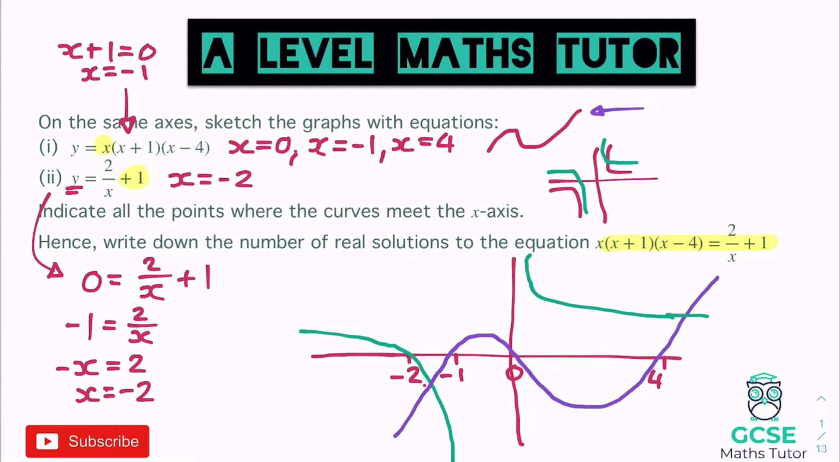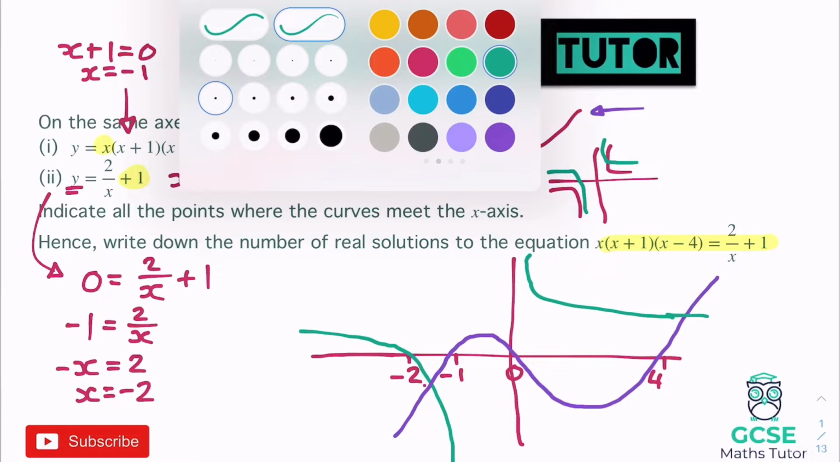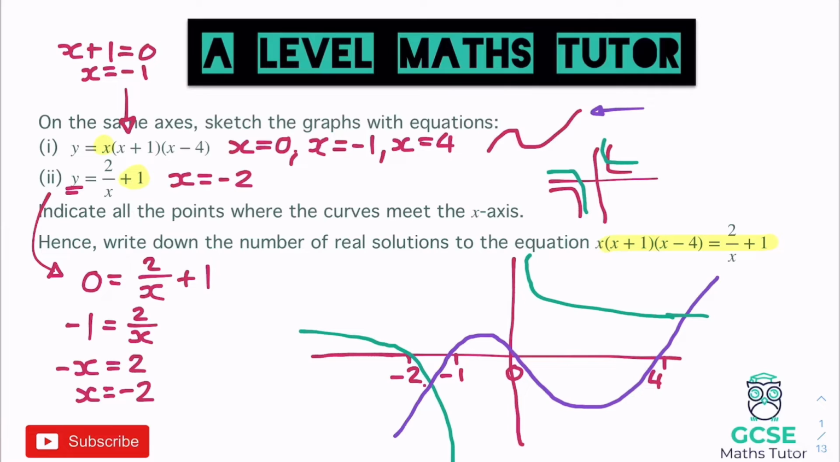But this question has said, hence, obviously using our diagram there, write down the number of real solutions to this equation. It doesn't want the solutions exactly, it just wants us to write down how many there are. So as we can see on the graph here, we've got one here where they cross over, and we have another one just there. So in total, we have two solutions, as the graphs cross over at 2 points. I'm just going to write that in there, two solutions, and there we go.